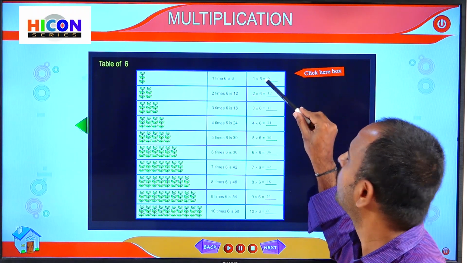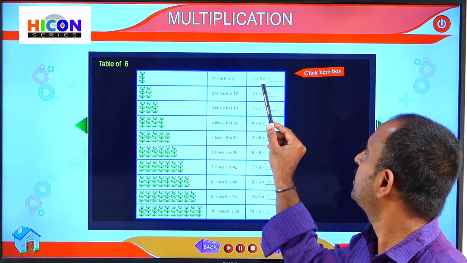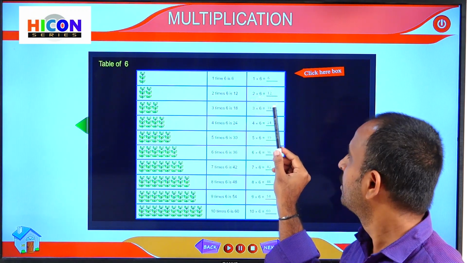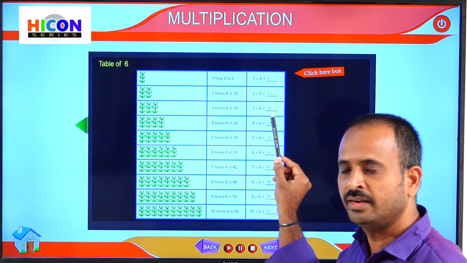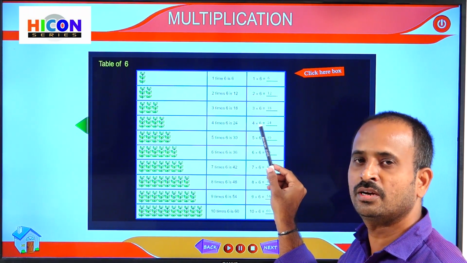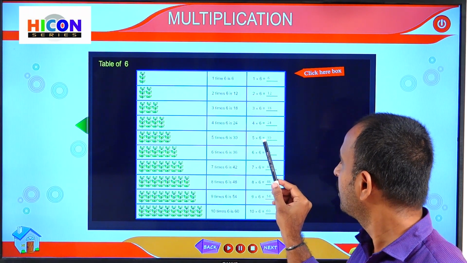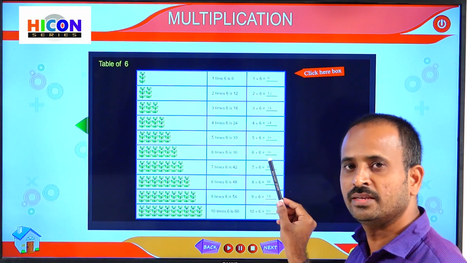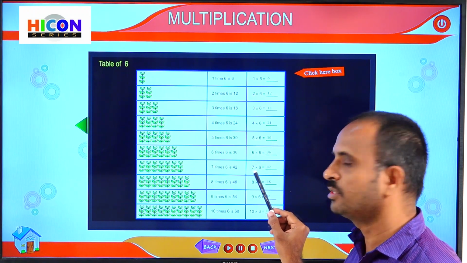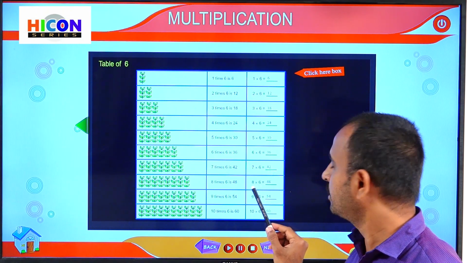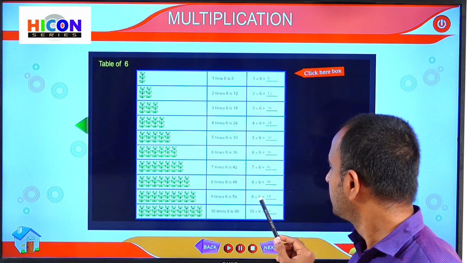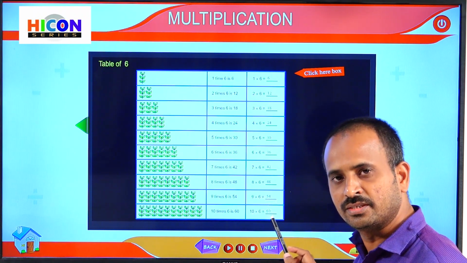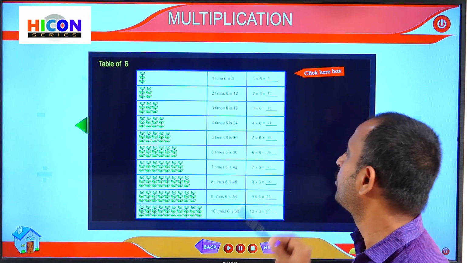So this is the table of 6. So let us see once again. 6 1 jar 6. 6 2 jar 12. 6 3 jar 18. 6 4 jar 24. 6 5 jar 30. 6 6 jar 36. 6 7 jar 42. 6 8 jar 48. 6 9 jar 54. 6 10 jar 60. So this is the sixth table.